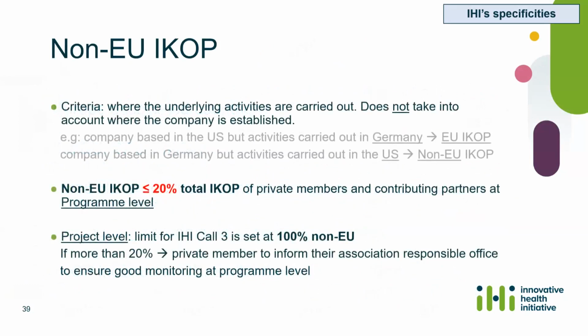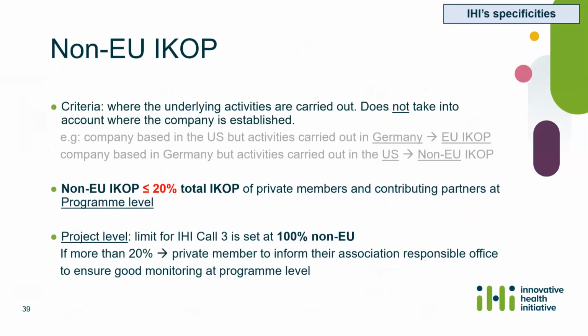And the criterion we use to identify if it's EU or non-EU ICOP is where the activity is carried out. So we do not take into account where the company is established, but where the activity is carried out. So you may have, for instance, a company that is based in the US but carries out activities in Germany, then its ICOP will be considered as EU ICOP, and the other way around.